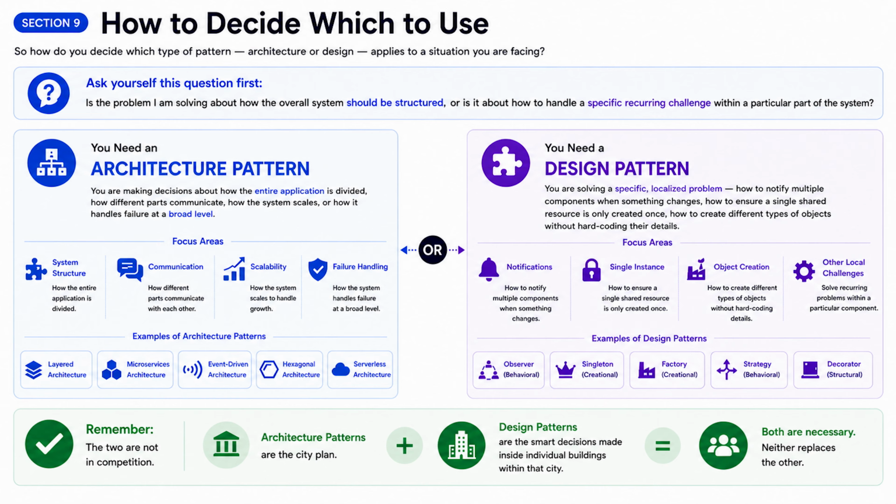And remember, they are not rivals. A strong system usually uses both. The architecture creates the structure, and the design patterns fill in the important details. When in doubt, ask what would need to change if the problem grew larger. If the answer affects services, teams, deployment, or data flow, think architecture. If the answer affects one class, one module, or one reusable behavior, think design.